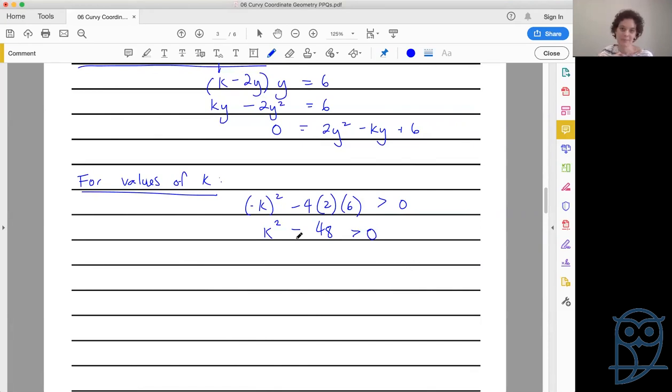Okay, so quadratic inequality. We can still do this, ladies and gentlemen. It is not a problem in our lives. So quadratic inequality, it means that we need critical values, and we're going to say k squared minus 48 equals 0. So k squared equals 48, k equals plus or minus, this one I shall do on my calculator, 4√3.